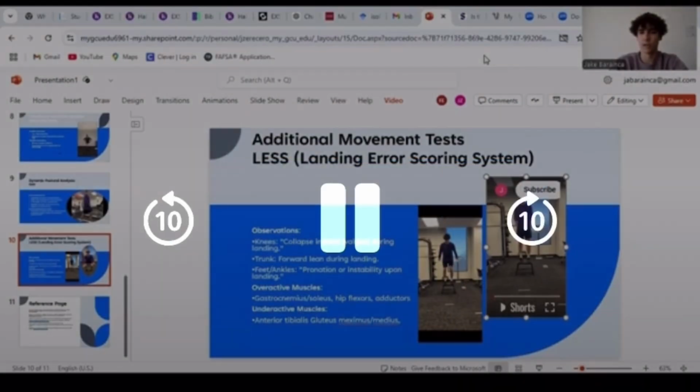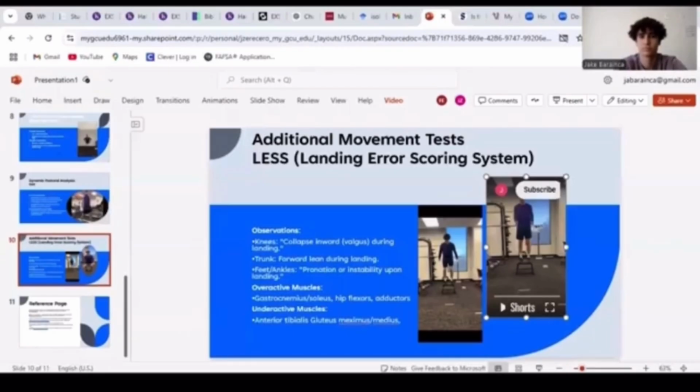Hi, my name is Jake Branca, and I'll be going over the landing error scoring system assessment, otherwise known as the LESS test. I'll be going over what it is, how it works, and then most importantly, how it relates to our client.